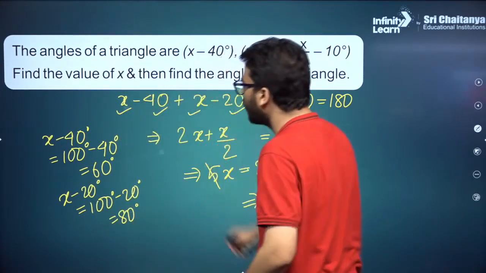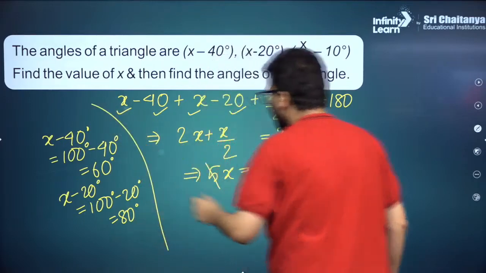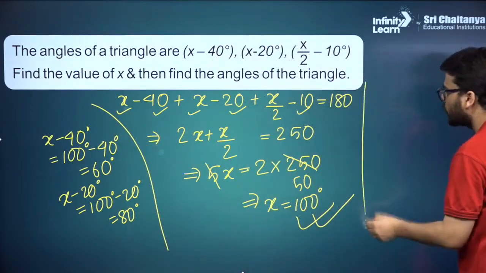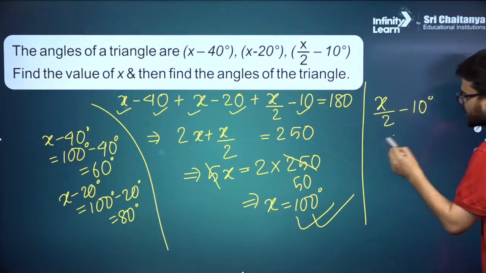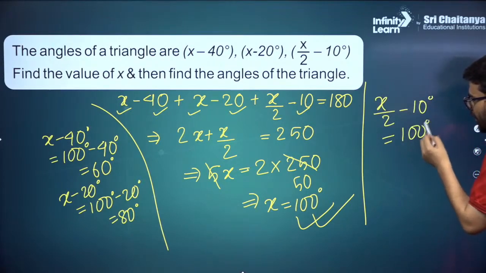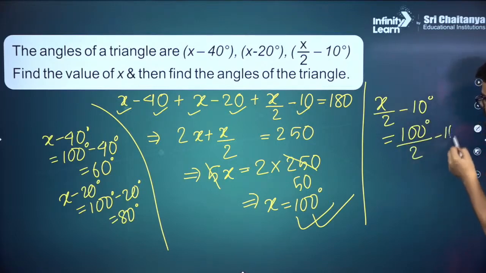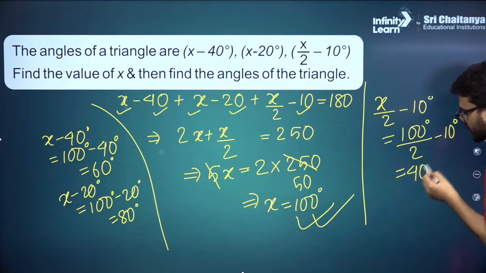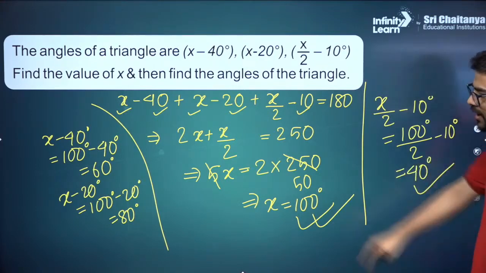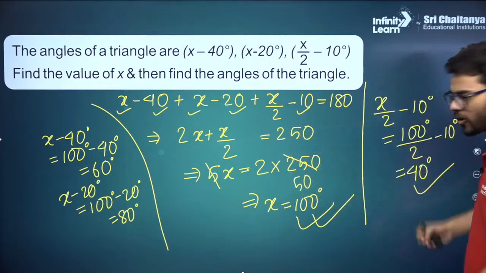Now the third angle over here is what, guys? The third angle over here is x by 2 minus 10 degrees, correct? Now x we have got to be equal to 100. So 100 by 2 minus 10, that is 50 minus 10, so that is equal to 40 degrees. So the angles of this triangle over here are 60, 80 and 40 degrees.